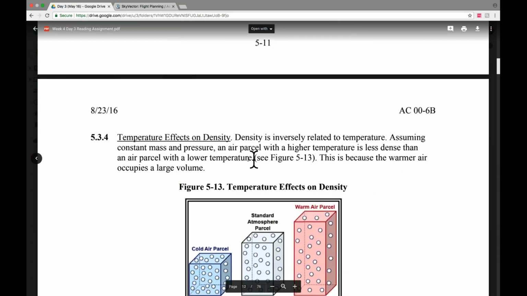So the temperature effects on density. Density is inversely related to temperature. So it's directly related to pressure, but inversely related to temperature. Assuming constant mass and pressure, an air parcel with higher temperature is less dense than an air parcel with lower temperature. This is because the warmer air occupies a larger volume. Okay?